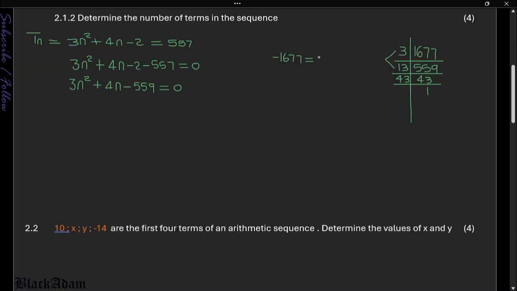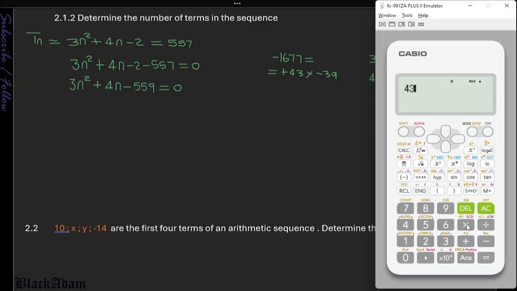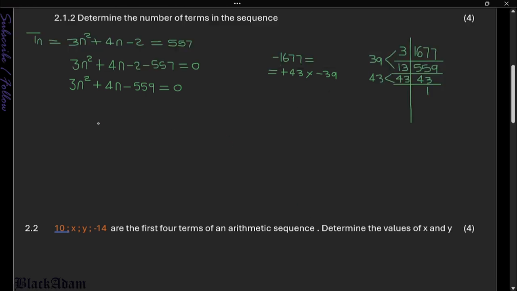So 3 times 13 is 39, and then we have 43. So I have 39 and 43 as the factors of negative 1677. Those are the two factors. And then we know the middle term is positive 4, so it's going to be positive 43 plus negative 39, that gives us 4. So we know that our factor is going to be 3n minus 39, and 3n plus 43, because we need to divide by 3.